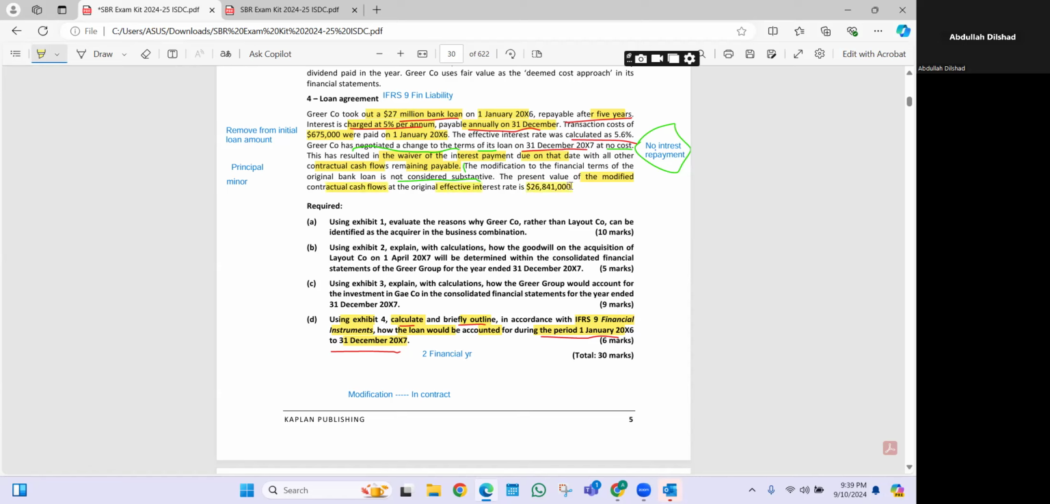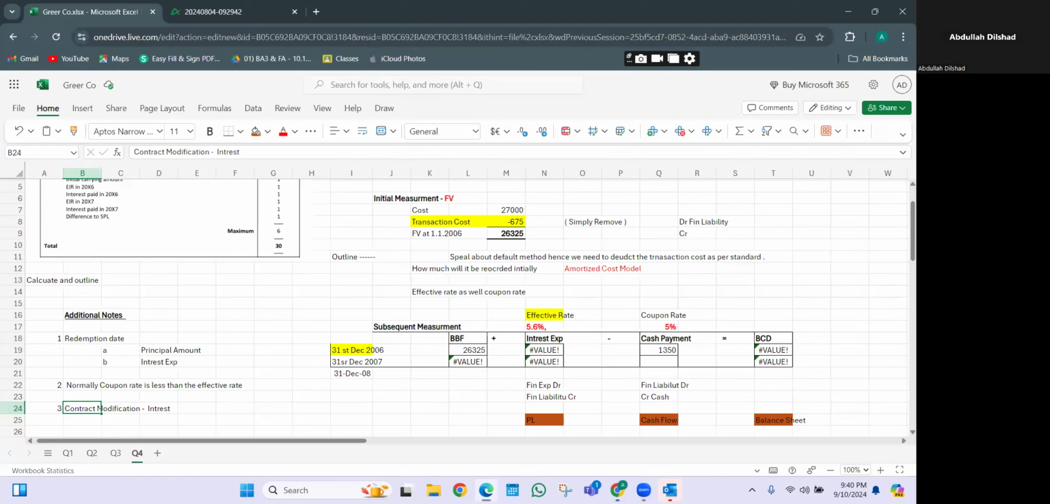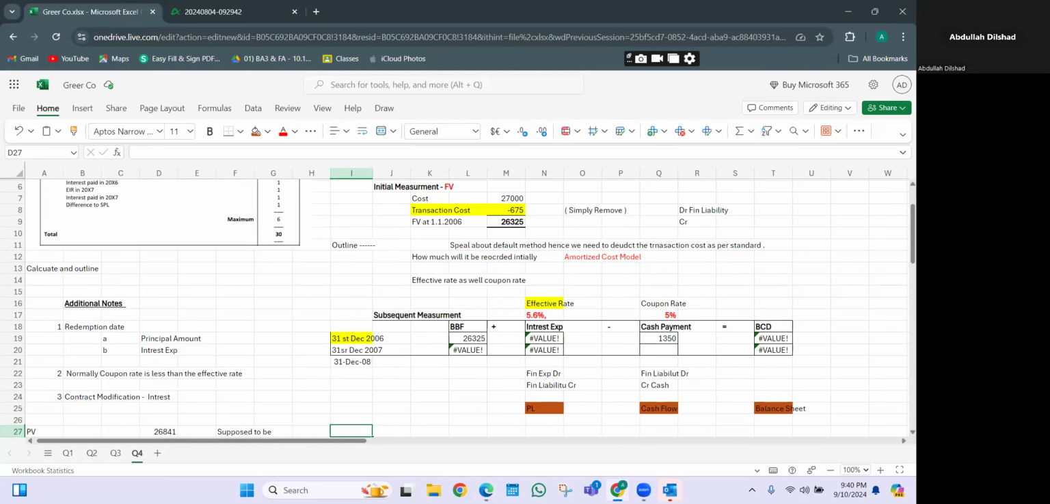Okay, let me see what I need to do with these two particular things that have been marked in green, right? This is number one. They told us that it was not substantive, fine. And they have given us something called the present value. Why would they give it? Let us go and look into the question. Yes, there was something: balance brought forward plus the interest expense minus the cash payment.